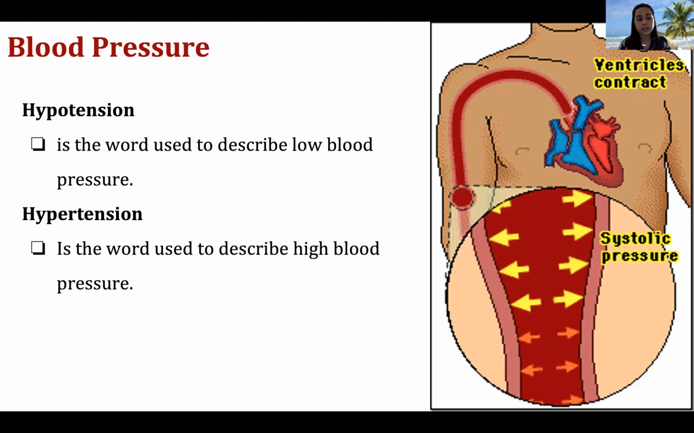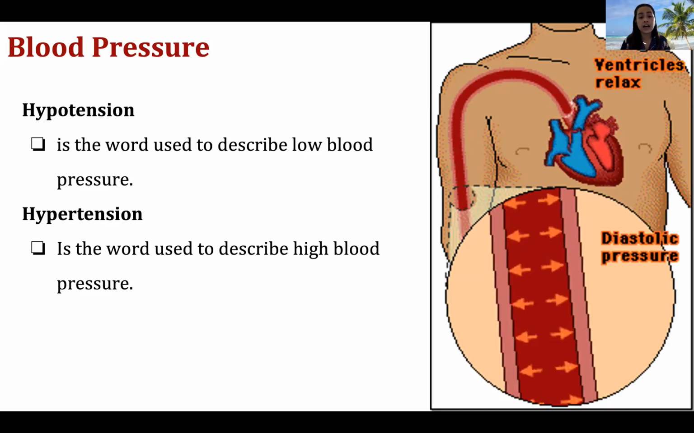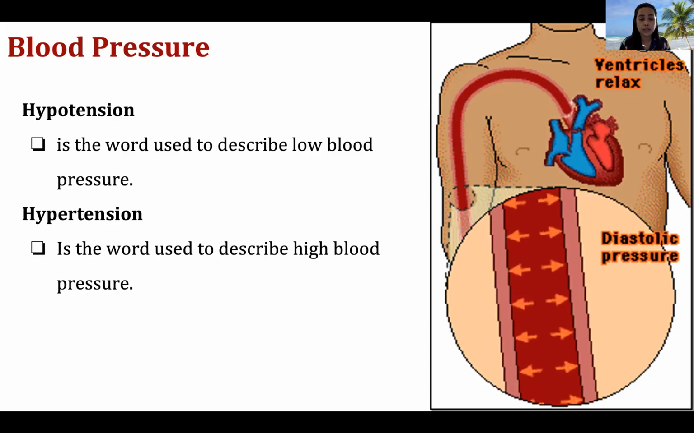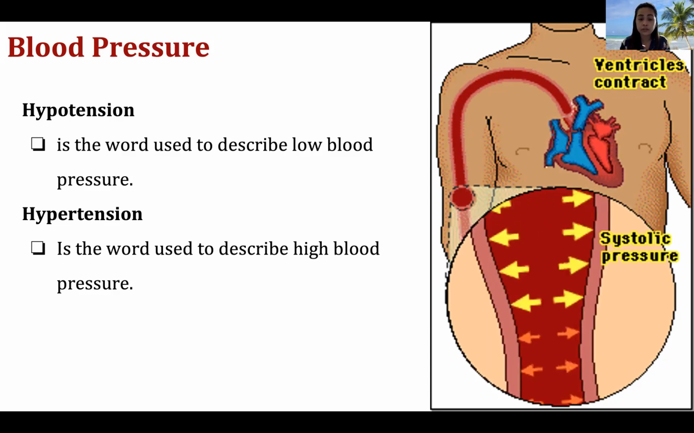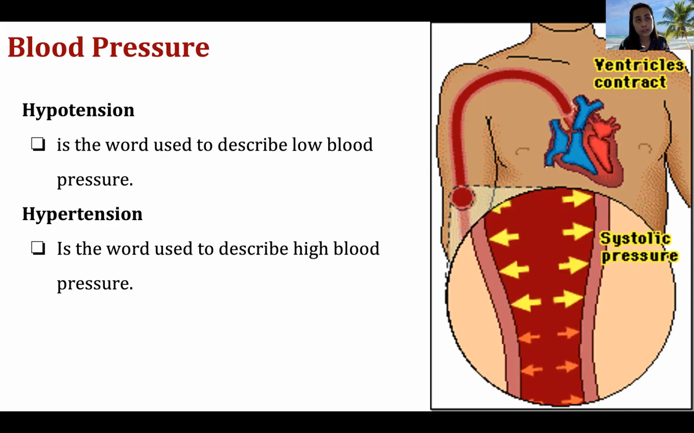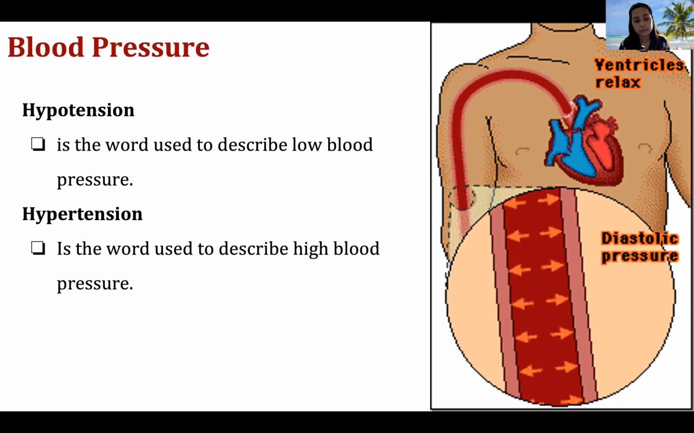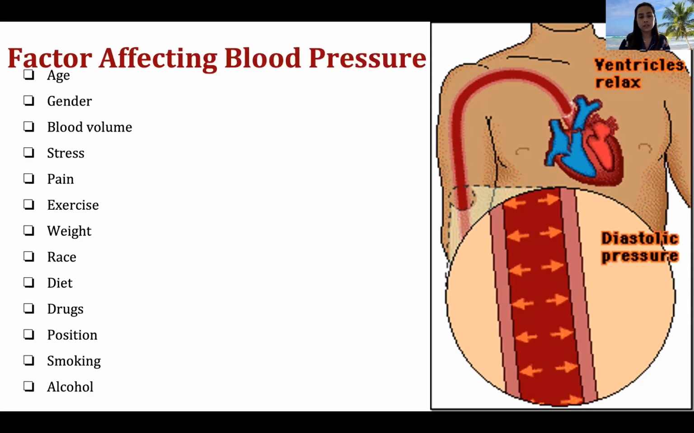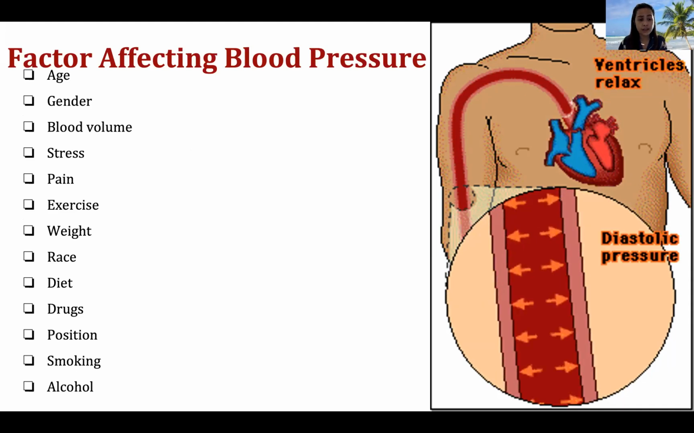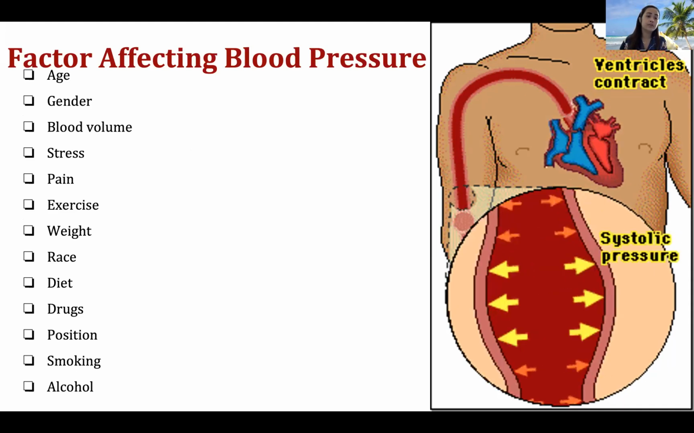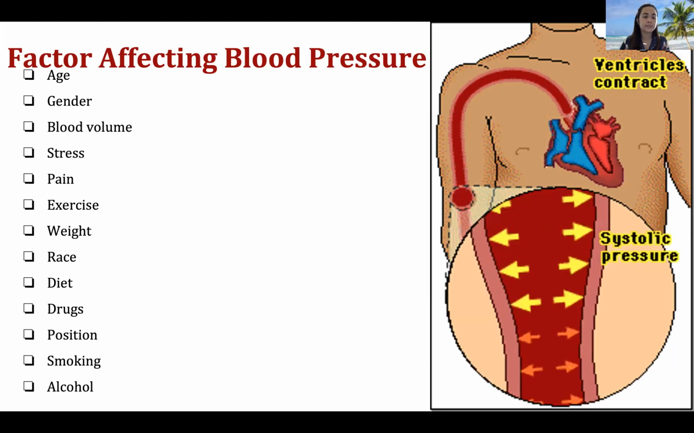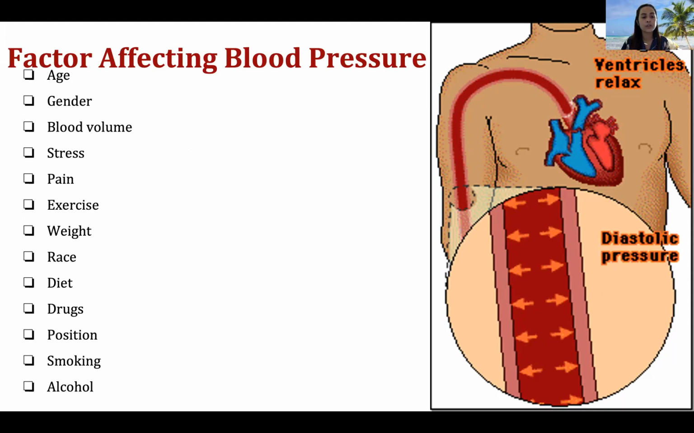What is hypertension? Hypertension is a high blood pressure. So if your blood pressure is 160 over 120, and the normal is 120 over 80, it will be considered as hypertension because it's high. So what are the factors affecting blood pressure? We have the age, the gender, the blood volume, the stress, the pain, exercise, the weight, race, diet, drugs, position, smoking, and alcohol.